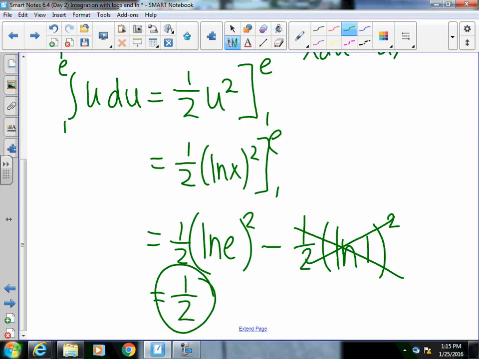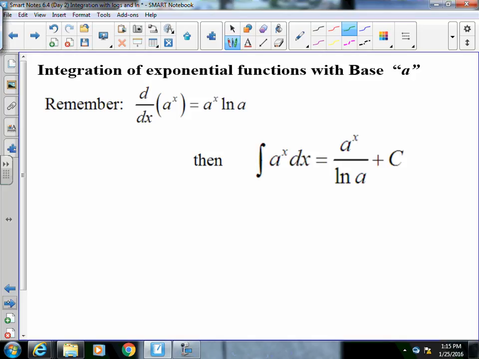On the back, we're going to learn one more antiderivative. If you remember from our previous note, the derivative of a to the x was the same as a to the x ln of a, which means the integral of a to the x dx is equal to a to the x over ln of a plus c. The ln of a is a constant, so it could be divided there.